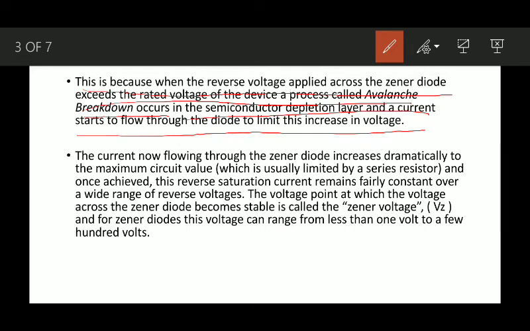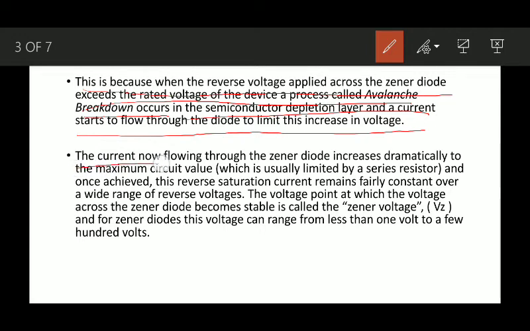What happens? As we know, power is equal to the product of voltage and current, which remains constant. If we increase current, the voltage will reduce. If we increase voltage, current will reduce. So the working principle of the Zener diode is that whenever the applied voltage exceeds the breakdown voltage of the diode, a large amount of current will flow that keeps the voltage constant across the diode.